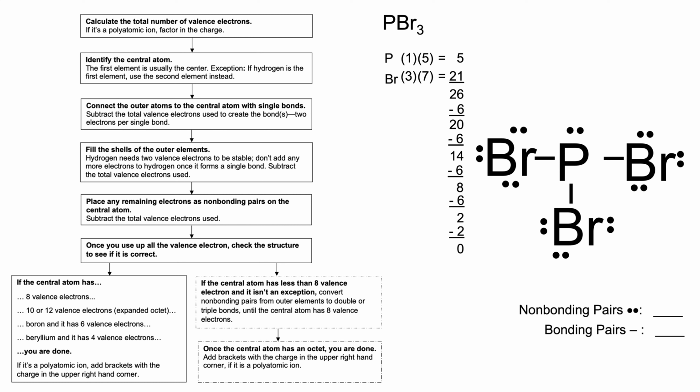This structure follows the octet rule. It's done. Non-bonding pairs is 10, bonding pairs is 3. 10 plus 3 gives me 13, times 2 gives me 26. It matches how many I wanted in the Lewis structure.